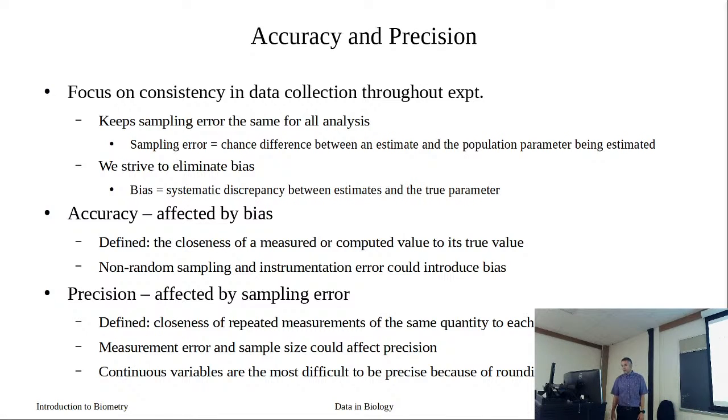We're not going to have a whole lot of precision. But if we have measurement error and a large sample size, then usually that large sample size is enough to shrink the amount of measurement error that we see. Not always, but it's possible. Of all of our variables, continuous variables are the most difficult to be precise, and it's because of rounding. Because we round our numbers, and we'll get to those.